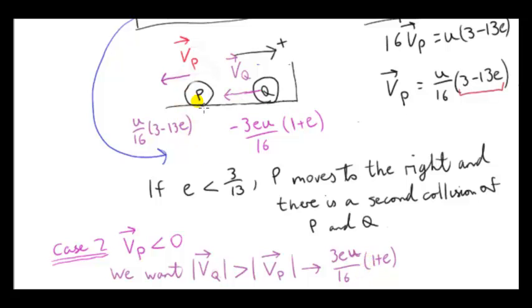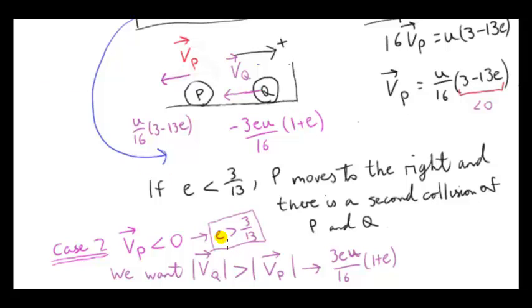Now the slightly trickier bit is the speed of P. Here I've written down the velocity of P. This is a vector. And the velocity of P is negative. We're just assuming that it's negative. Actually, we know that if it's negative, then e is going to be greater than 3 over 13. That's the consequence of it being negative. We saw that earlier. If we set this thing to be less than 0 and solve the inequality, we get e greater than 3 over 13. It's just the reverse of the other inequality when Vp was greater than 0.